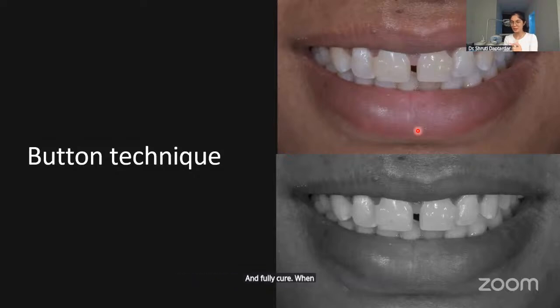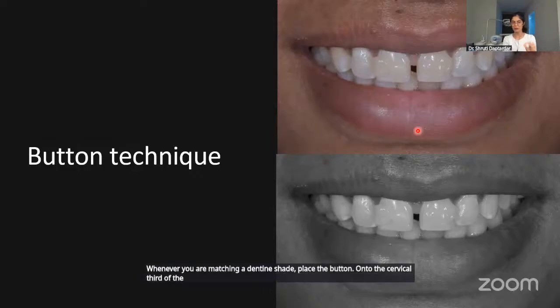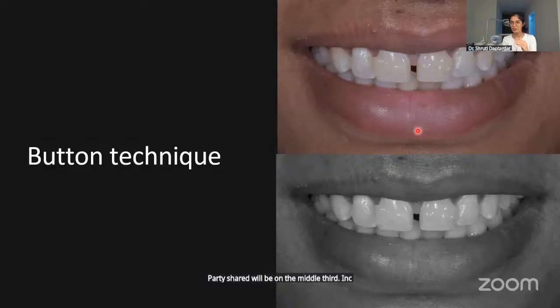When you are placing them, place it in this fashion. Whenever you are matching a dentine shade, place the button onto the cervical third of the tooth. Body shade will be on the middle third. Incisal shade will be on the incisal 1/3 of the tooth.